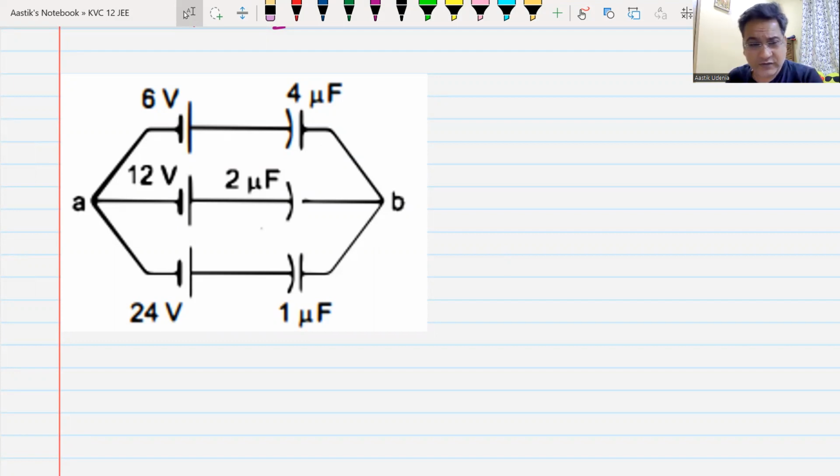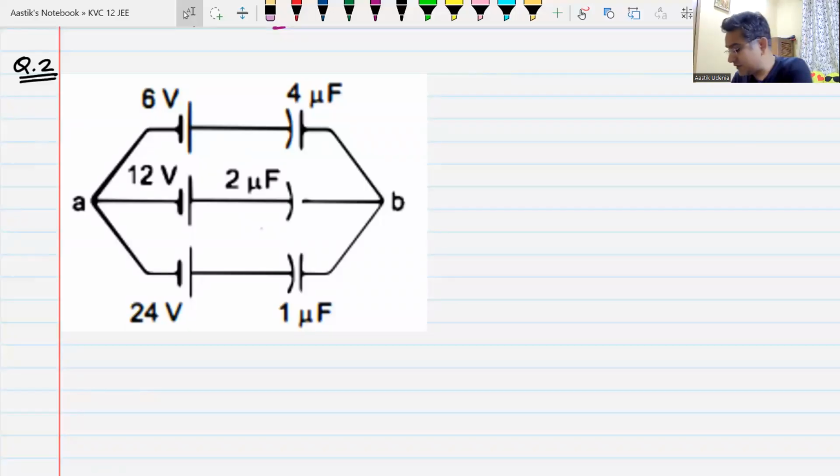They have not asked the charge on the capacitors. They have in fact asked the potential difference between A and B. VA minus VB is what you need to calculate. Question number 2, I will give you time. Let's see who gets me the answer. You have 2 minutes to do it.